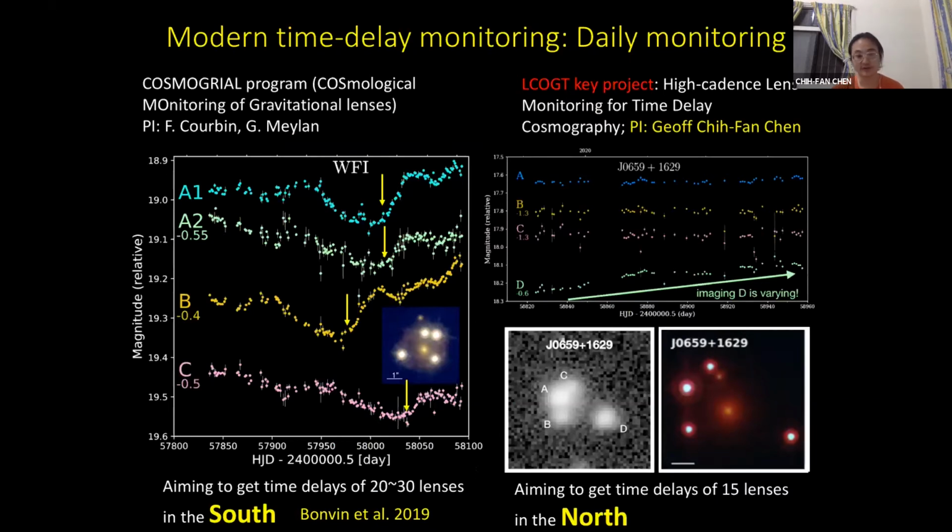The program is aiming to obtain the time delays of 20 to 30 lenses in the south. And the right figure is the LCOGT key project led by me, just beginning this year and aiming to get the time delays of 50 lenses in the north in the next three years.